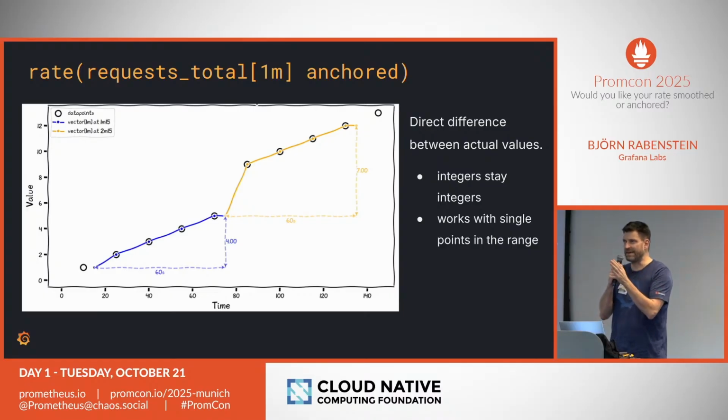This is how anchored works, and this is essentially for when people want integers, right? It takes the last sample in the range and the last sample before the range and directly does the difference. It's very much simplified; there are a few subtleties. If you have integers going in, integers come out. This needs just a single point in the range, because you also take the one before. I think this is what many people will love, but I think they don't know what they wish for, because this has many problems. But anyway, you get this now, right?